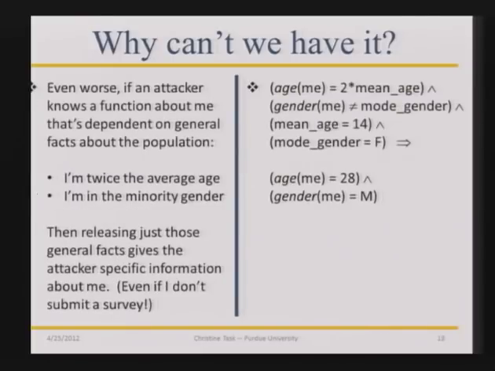Even worse, what happens if the attacker knows some function of you with respect to the aggregate results? For instance, they know your age is exactly the average, exactly twice the average age, or they know that your gender is in the minority gender. So now, when I release my aggregate results about the population, I know you are a male 28-year-old in a population that likes Justin Bieber.